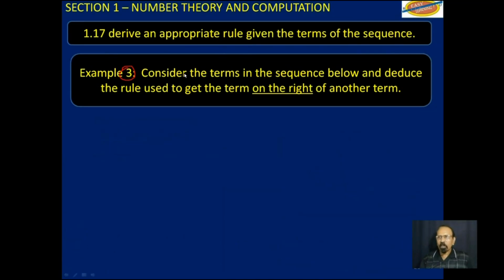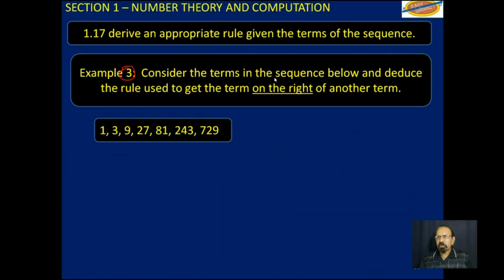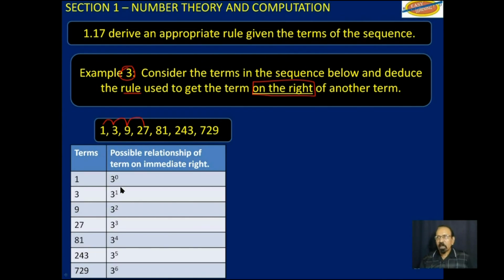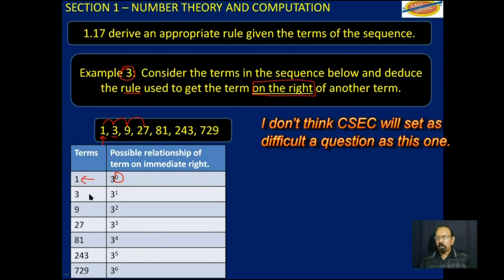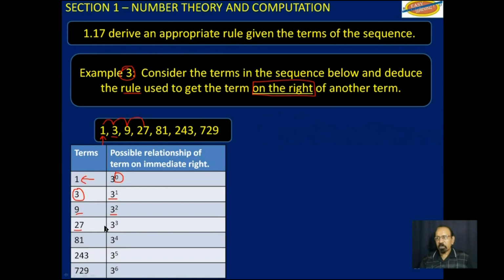Example 3. Again, we would consider these terms and try to derive a rule to get the term on the right of another term. So from 1 to 3, what rule was used? From 3 to 9, from 9 to 27, and so on. So we write down the numbers. As you look at this, you could see that this first term is 3 to the 0 power, which is 1. The second term, 3, is 3 to the first power. 9 is 3 to the second power. 27 is 3 to the third power.